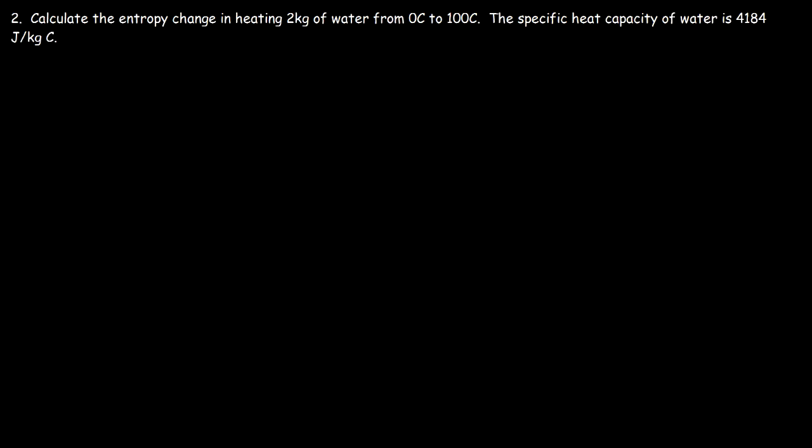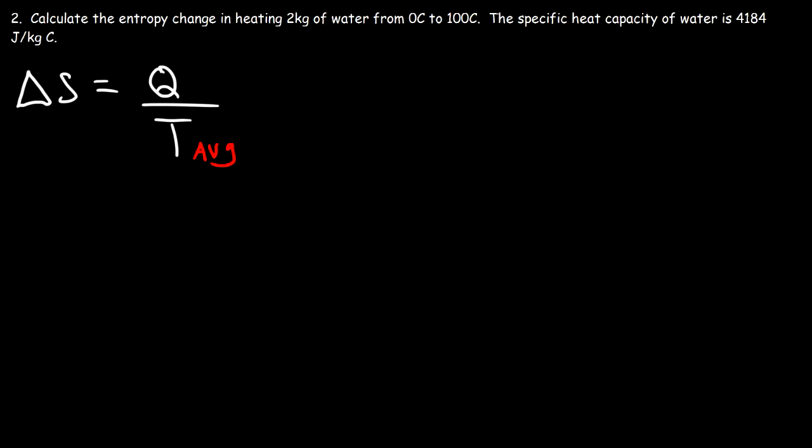Number 2, calculate the entropy change in heating 2 kilograms of water from 0 degrees Celsius to 100 degrees Celsius. And we're given a specific heat capacity of water. So how can we do this? Well, we can use the same formula. The entropy change is going to equal Q divided by T. But this time, we need to use an average temperature because the temperature is not constant.